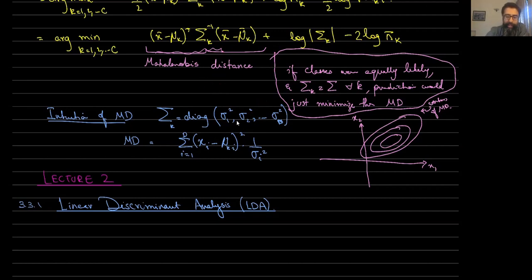Okay, so what we want to do today is to discuss a specific form of GDA, which is called LDA, which is linear discriminant analysis. Iska naam suna hai pehle kabhi LDA ka?